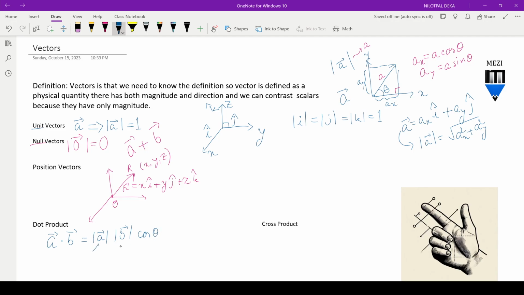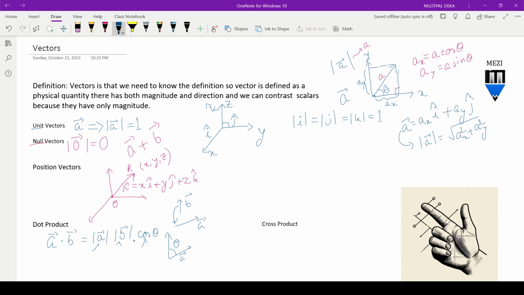This is a magnitude, this is a magnitude, and this is the value of the angle between the two vectors. So if the angle between the two vectors is theta, suppose I have vector A here and another vector B here. What I will do is pull these vectors to one common point. If this is the angle theta, I'll use that theta to measure the value of the dot product. A dot B is mod A mod B cos theta.